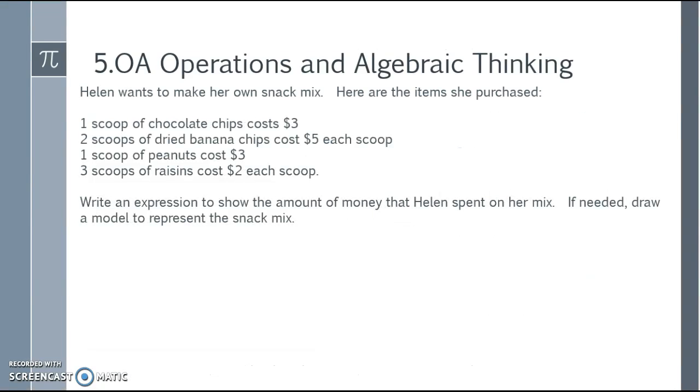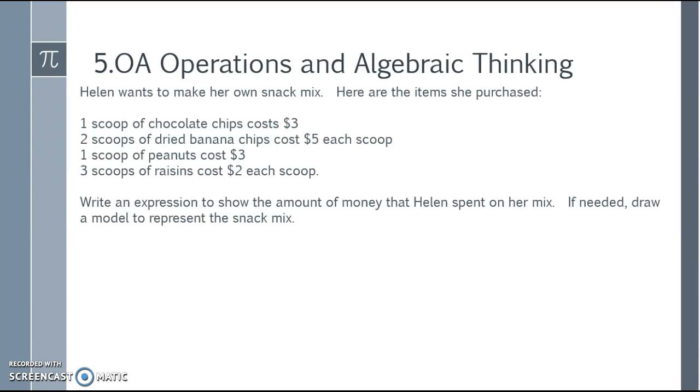Helen wants to make her own snack mix. Here are the items that she purchased. 1 scoop of chocolate chip costs $3. 2 scoops of dry banana chips cost $5 for each scoop. 1 scoop of peanuts for $3. 3 scoops of raisins cost $2 for each scoop. Write an expression to show the amount of money that Helen spent on her mix. If needed, draw a model to represent the snack mix.